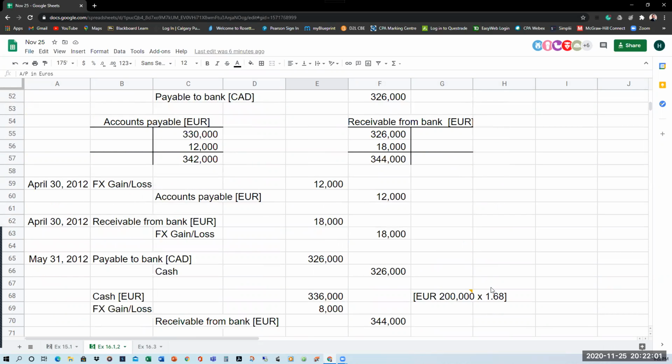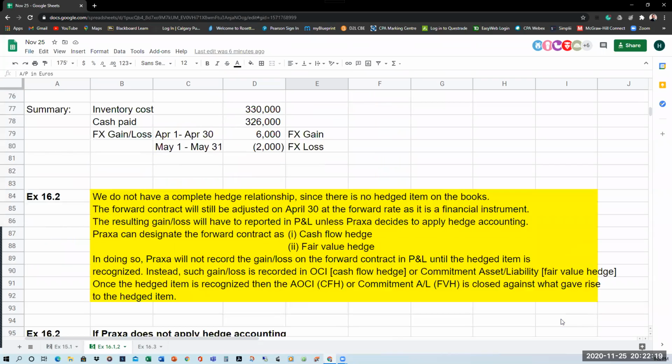So just think about the concept of circuits, circuit breaker. Like if you have a circuit breaker, electric current can't pass, right? So in order for the circuit to be complete, all nodes have to be connected. For a hedge to be complete, you need both the hedged item and the hedging item to be on the books. So in 16.2, if the purchase is FOB destination, then we will not be able to debit the inventory and credit accounts payable on April 1st. We won't have an accounts payable in euros on the books, so the forward contract isn't really able to protect anything because there's nothing to protect. So you have an incomplete hedge relationship.